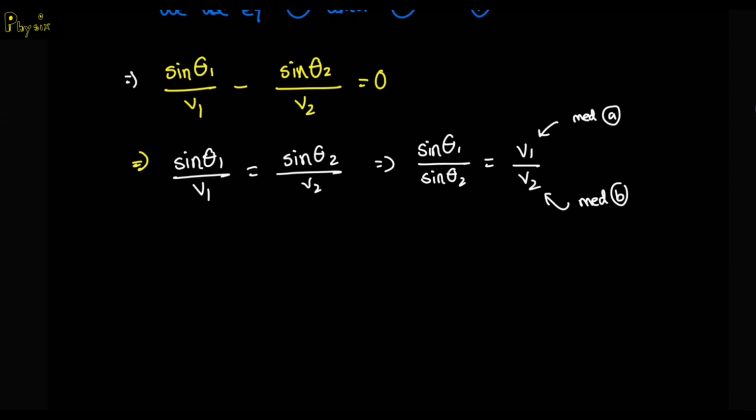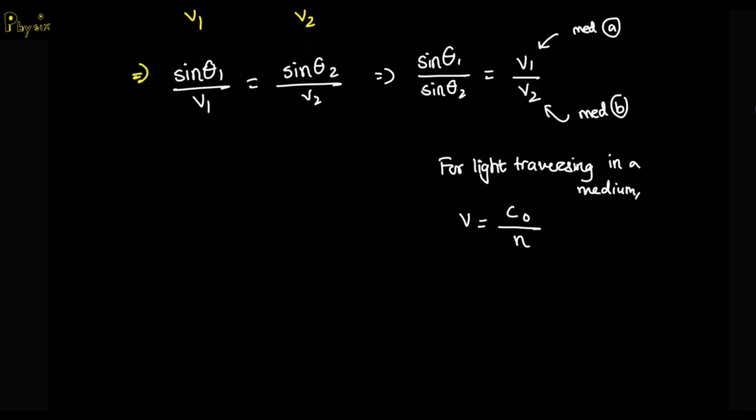Okay, so we also know that for light traversing in a particular medium, its speed v is basically c naught over n, where c naught is the speed of light in a vacuum and n represents the refractive index of that medium.